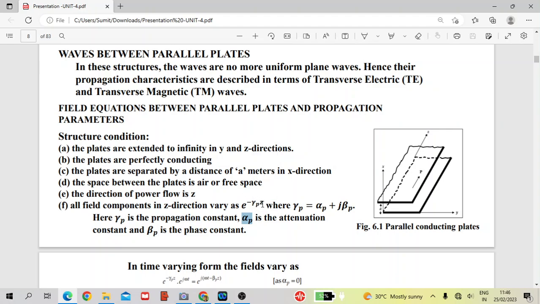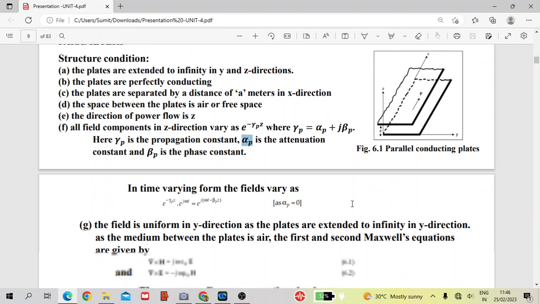This way it varies along z. As the wave propagates in the plus z direction, here minus gamma z is written. So the propagation constant is complex. The real part defines attenuation, and the imaginary part defines propagation, or the phase shift, the phase constant.